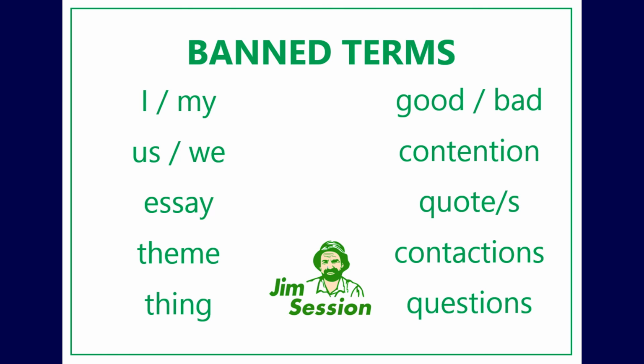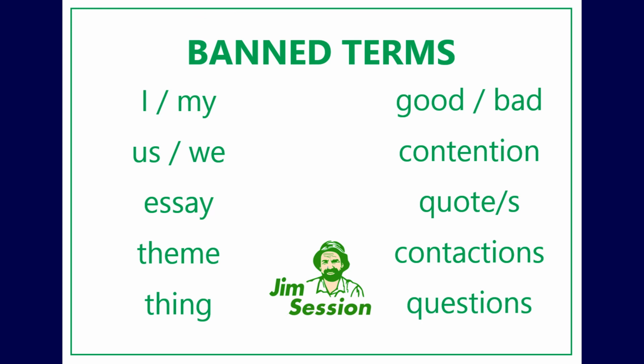These are some banned words that should never be in your essay. I, my, us, and we. They are, of course, first person. We want to avoid those. Words like essay and theme, I think, are a bit explicit. We sort of want to avoid that. Words like thing and good or bad are really basic. And even a word like gets as well, I find they're just too simplistic. You need to word up.